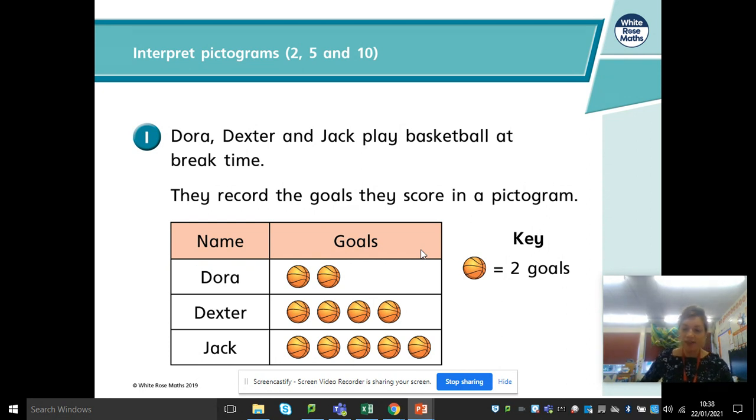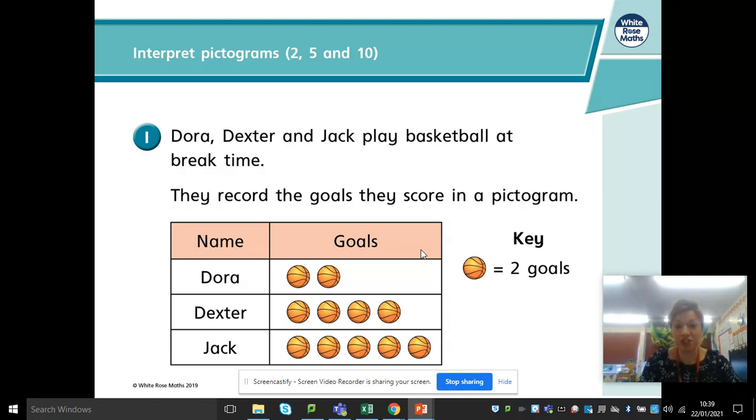Okay, so we've had a little look at drawing pictograms and now we're going to be interpreting them. That means answering questions about them, looking at the pictogram and trying to work out what information it gives us about a particular matter. So we're going to be looking at interpreting them. Twos, fives and tens. Yesterday I had a go at drawing pictograms and today you're going to be looking at some pictograms and working out what information they're telling us.